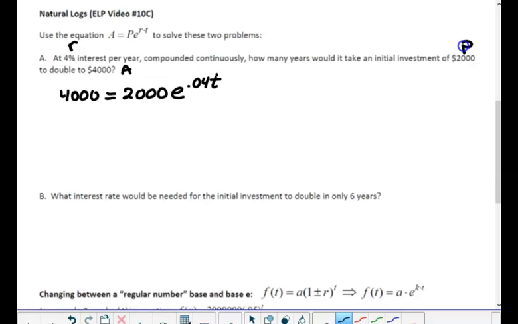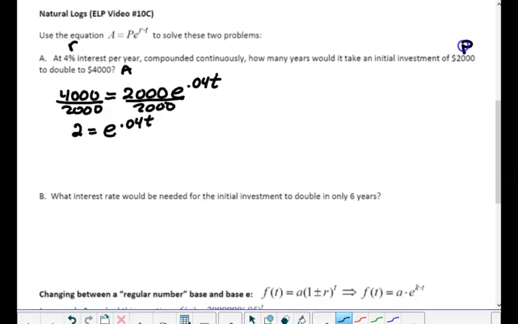So the base of the exponent is e. 2,000 is not affected by this exponent, so the first thing I have to do is divide both sides by 2,000. And when I do that, I just end up with 2 on the left-hand side of the equation. So 2 equals e to the 0.04t.